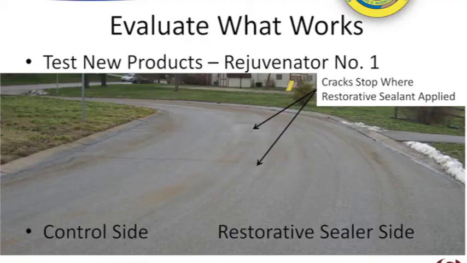Now I want to show you some of the things we found in Avon. You can kind of see, here's one roadway network. We have a control side where you have cracks on the left side, restorative sealer added on the right. You can see where the cracks have basically stopped going across the roadway. The restorative sealer basically stopped the cracks from aging the roadway.